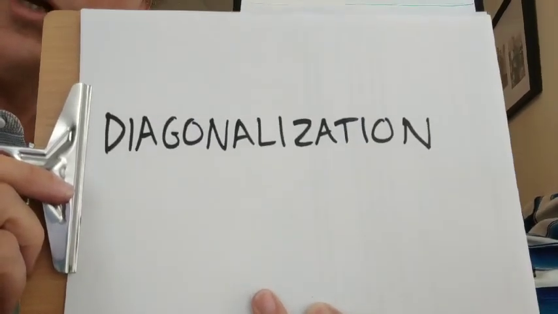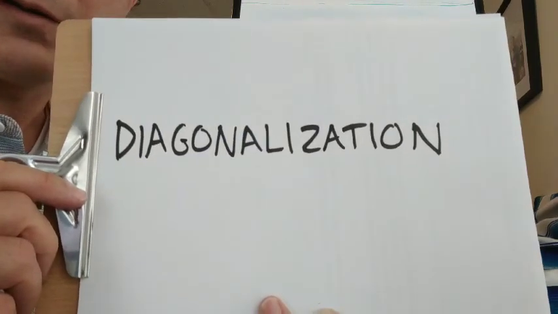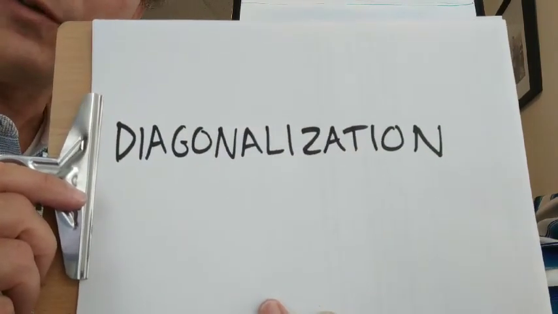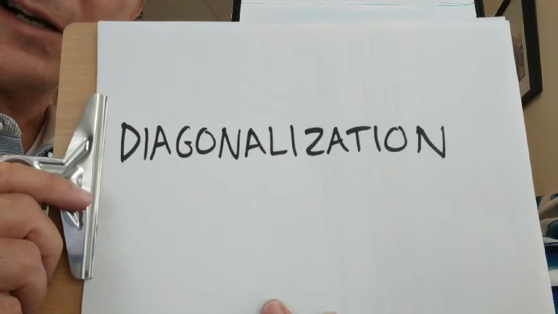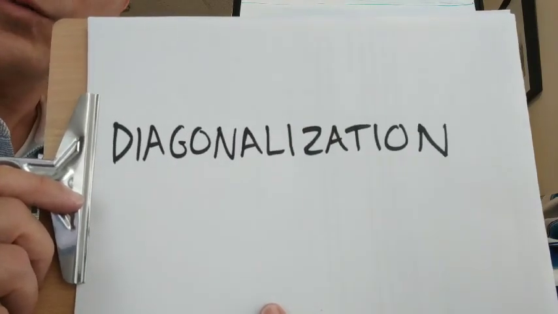Sometimes a matrix that we're interested in is related to a diagonal matrix, and we can use that relationship to take advantage of the fact that diagonal matrices are easy to work with. They're easy to multiply by, and it's easy to raise them to powers.